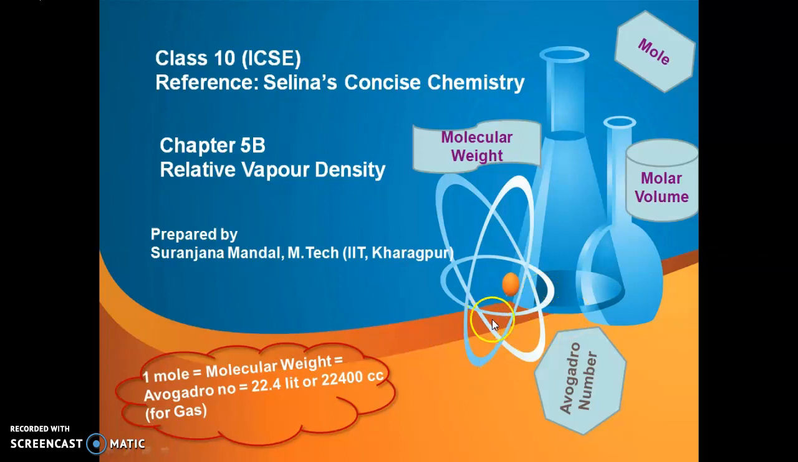Hello students, today we will discuss chapter 5B of Selina Concise Chemistry, on relative vapor density. This is the key equation: 1 mole is equal to molecular weight is equal to Avogadro number is equal to 22.4 liter or 22,400 cc, only for the gas.